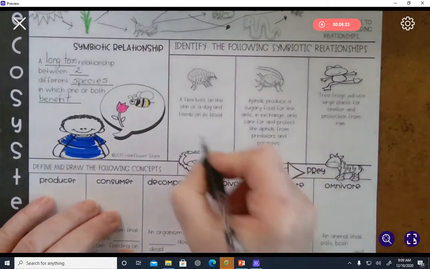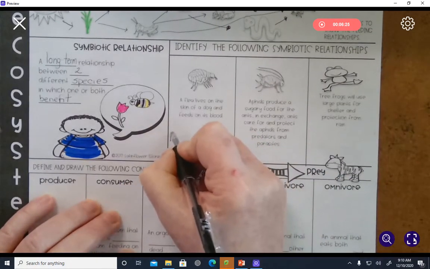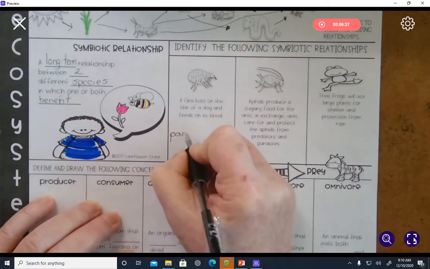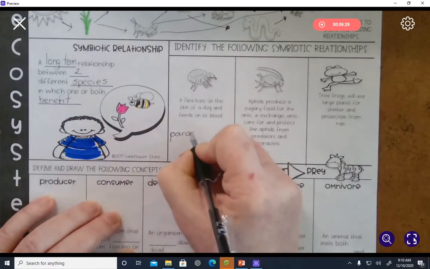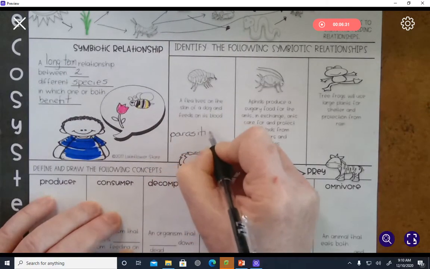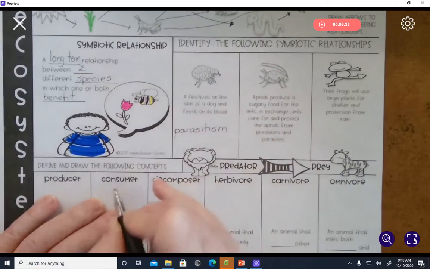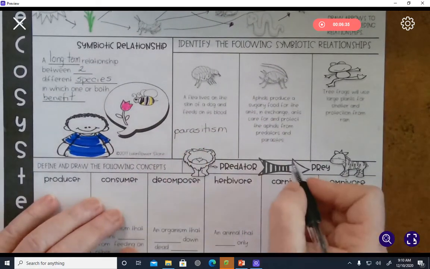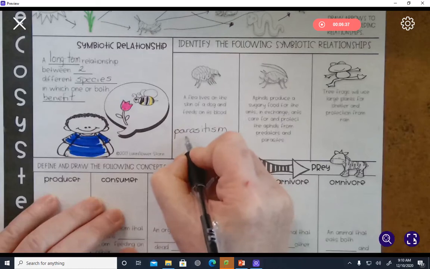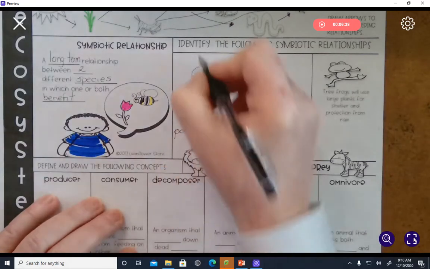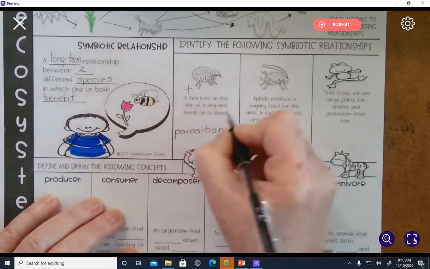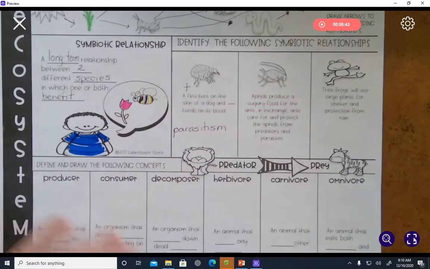Okay, so I'm going to write this is parasitism. And just so you can connect it to what tomorrow's lesson is going to be, I'm going to say the flea gets something, that's the plus, but the dog gets harmed. I'm going to make that a minus.